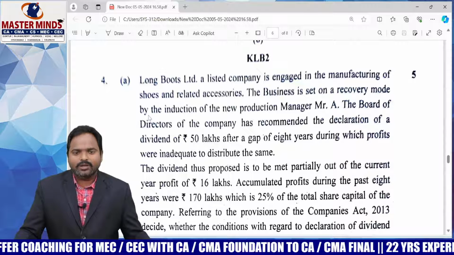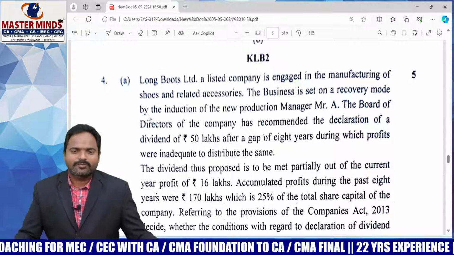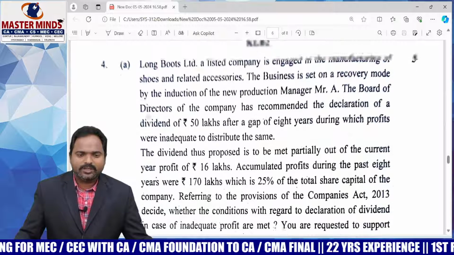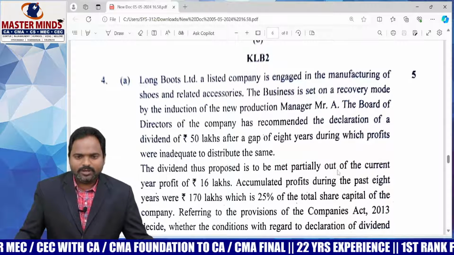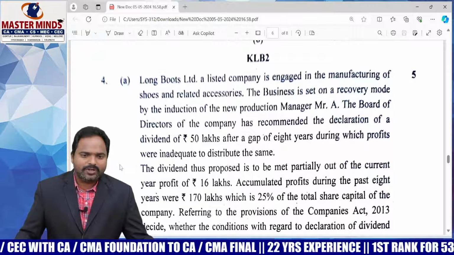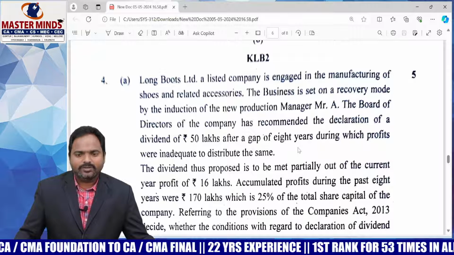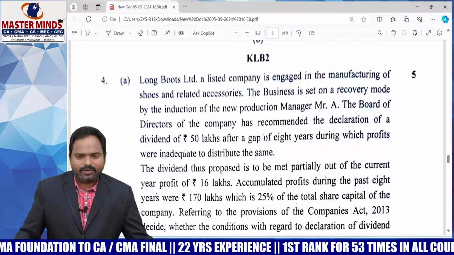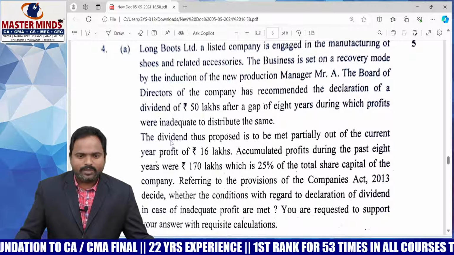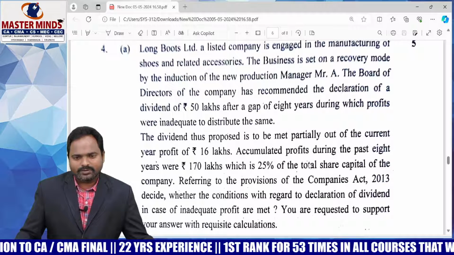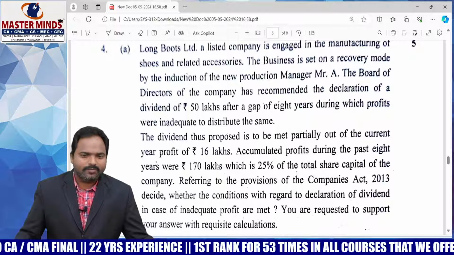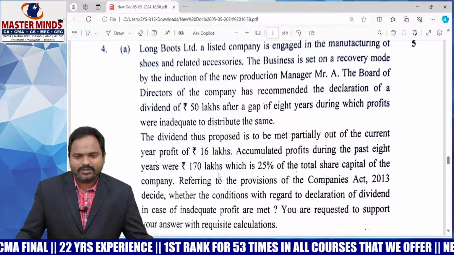And question number 4a, Long Boots Limited, a listed company engaged in manufacturing. This is also from the declaration and payment of dividend chapter, but there is a gap of 8 years during which profits were inadequate to distribute. So, for the previous 8 years, they did not declare any dividend. So, you have to calculate declaration of dividend out of reserves actually, that is, accumulated profits. They want to declare the dividend from the accumulated profits during the past 8 years for 170 lakhs.